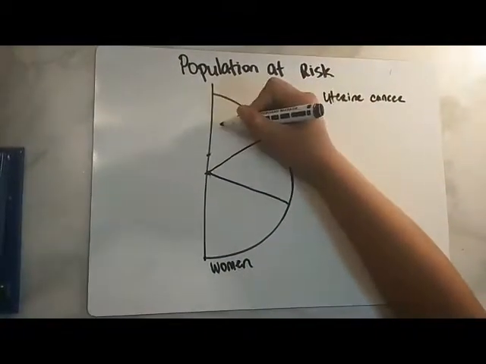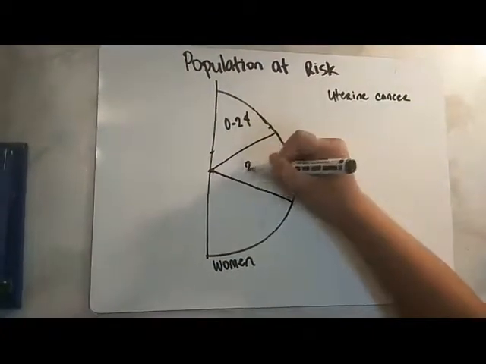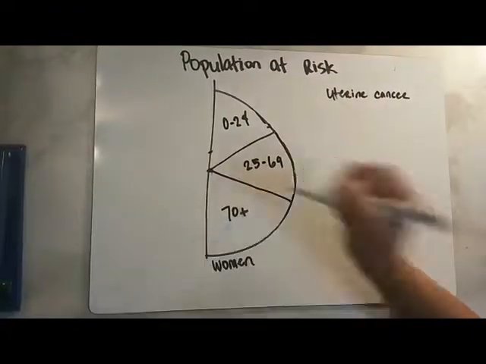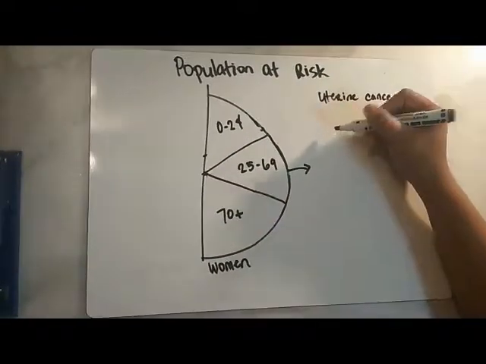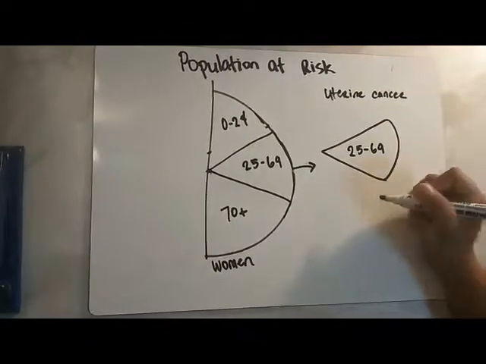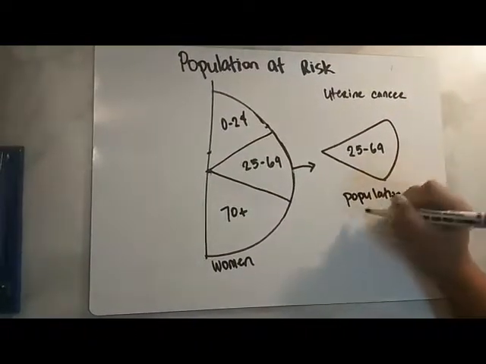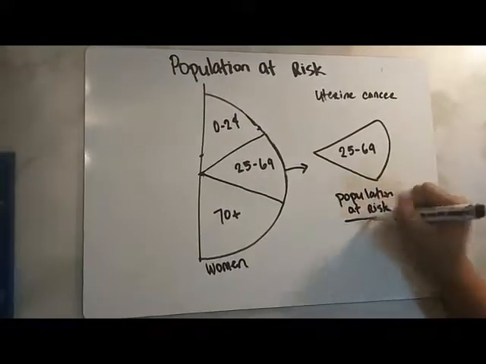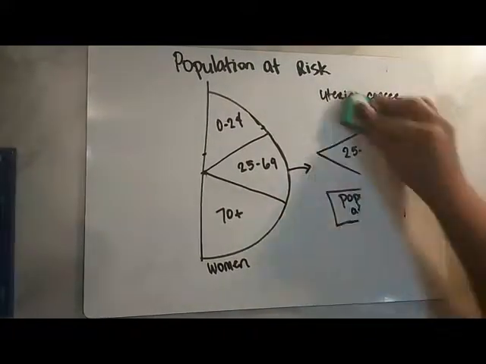Since risk factors are not present immediately, women below 24 years old are not included in the population at risk. Same goes for those who are more than 70 years old. So for the population at risk for uterine cancer, those in the reproductive years of 25 to 69 will be included.